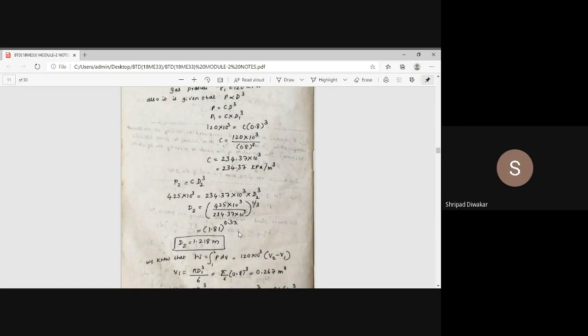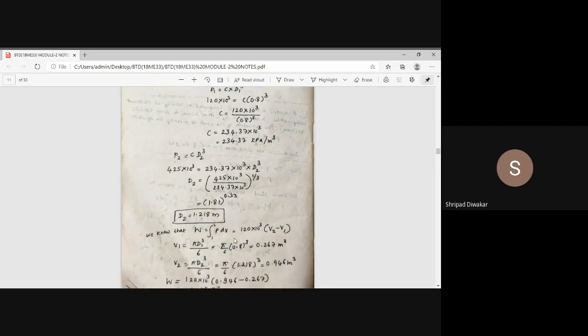Starting we are having the diameter as 0.8. After heating, the pressure increases and diameter also increases. So we are getting d2 as 1.218 meter. Okay, and next step, how to find out the work done.